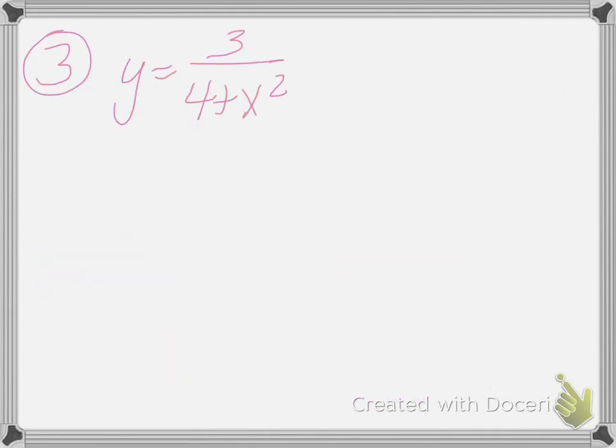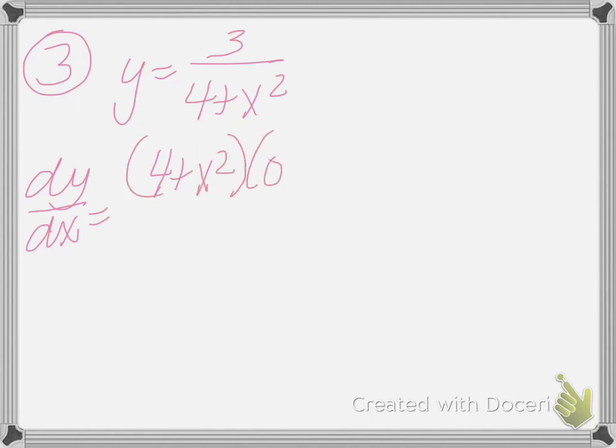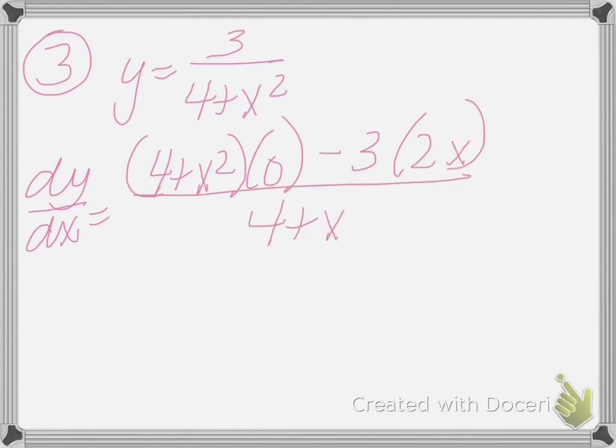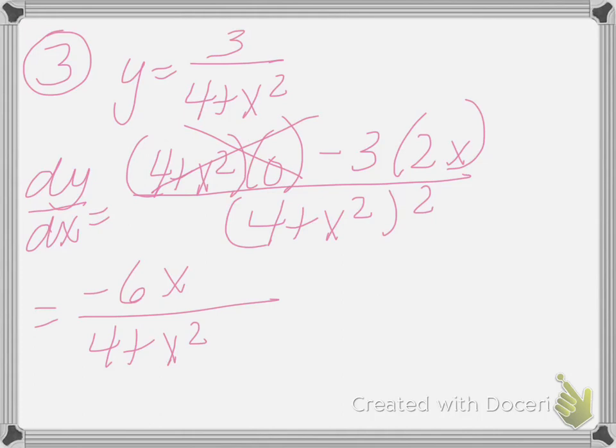Okay, this is number 3, and all you had to do was find the derivative. So it's the bottom times the derivative of the top minus the top times the derivative of the bottom all over the bottom squared. So because you're multiplying by 0, this whole thing wipes out. And that was choice A.